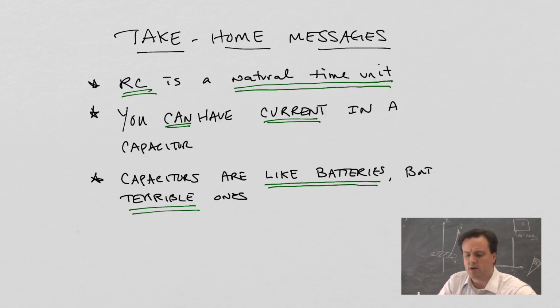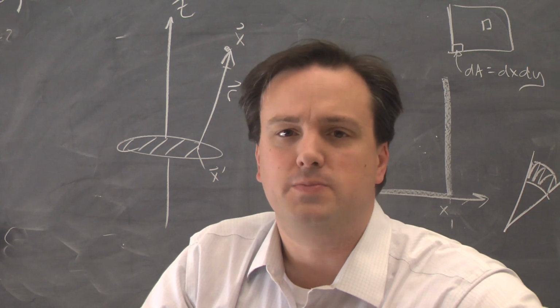Okay, so the take-home messages are first, that this combination RC appears in the circuit as a natural time constant. It's the things that combine together to set the scale for the problem, insofar as times are concerned. You can have current through a capacitor, although not for very long, right? Because charges still can't flow across from one end of the capacitor to the other. Charges can't traverse that gap, but current can still flow through the circuit. And capacitors can act like batteries in that they can cause currents to move through circuits, but they're just really terrible ones.